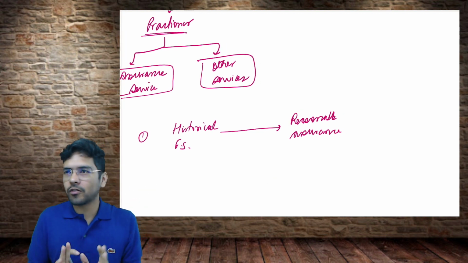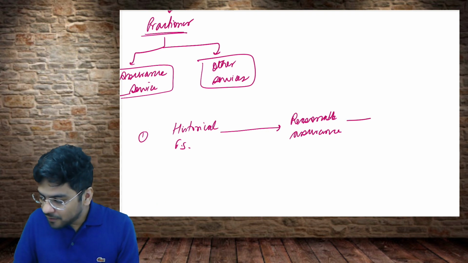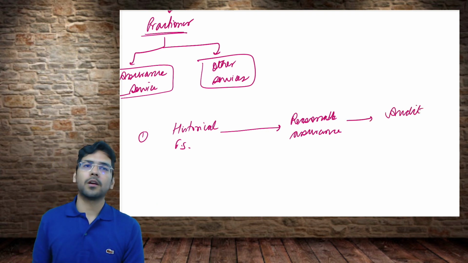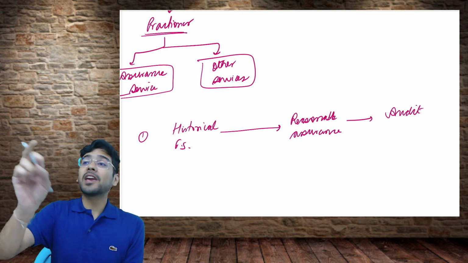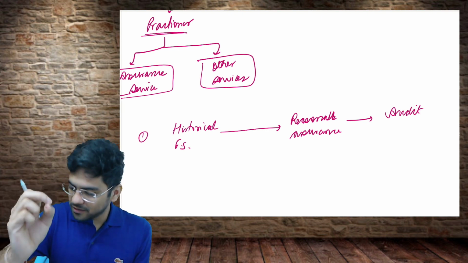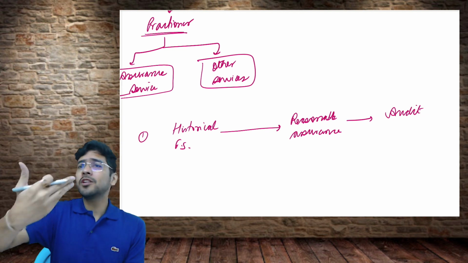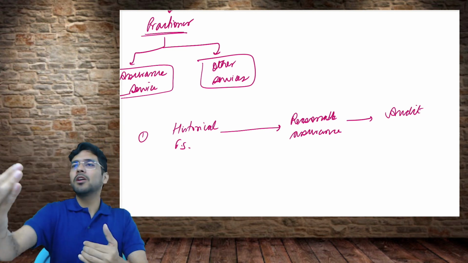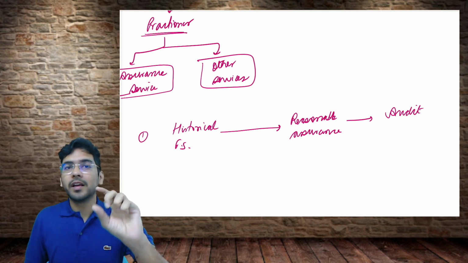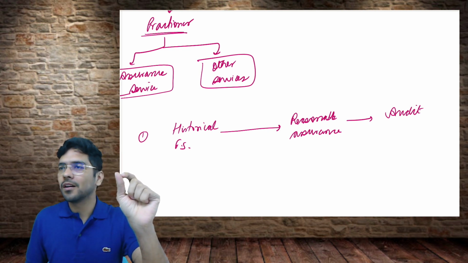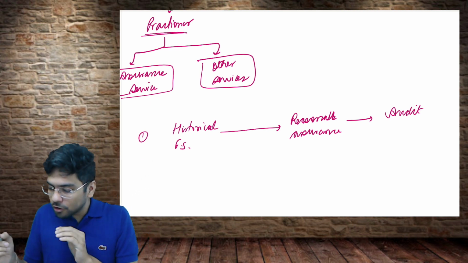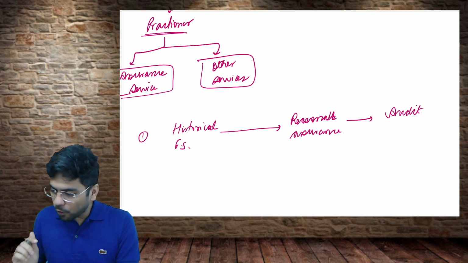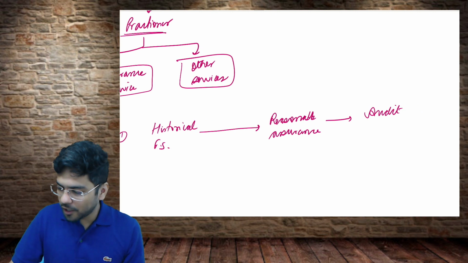I'll try and explain what is reasonable. Then this type of service would be called what? Audit. I am checking historical financial statements, and upon checking them, what kind of assurance am I giving to the people? Reasonable. Is it absolute assurance? No. What is reasonable, I'll just tell you. So this type of work would be called audit.